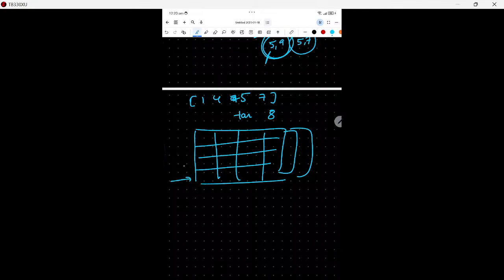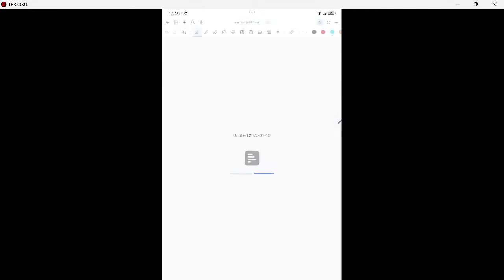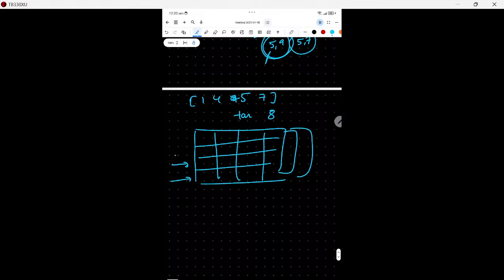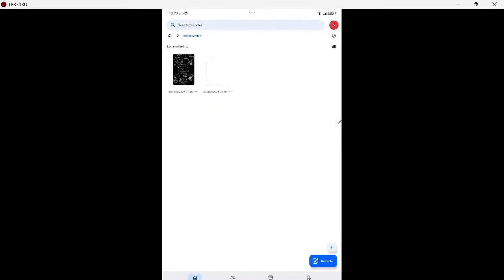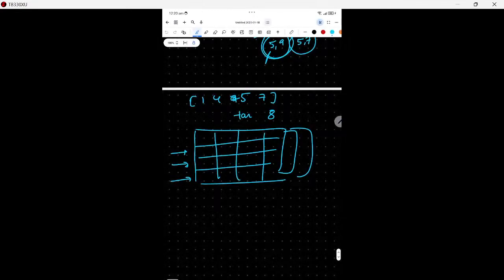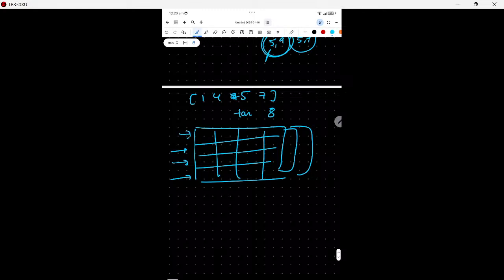Index 0, index 1, index 2, index 3. Target 0, target 1, target 2, target 3, target 4, target 5, target 6, target 7, and then 8. I can go from 0 also, no need to worry. That's why you are taking target plus 1.